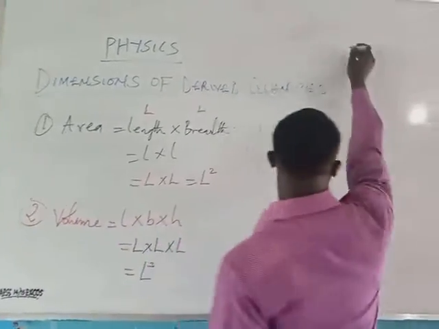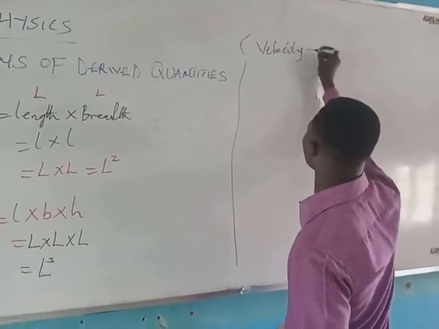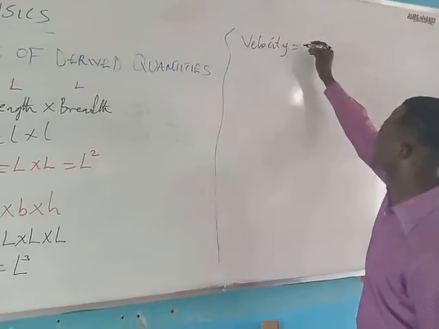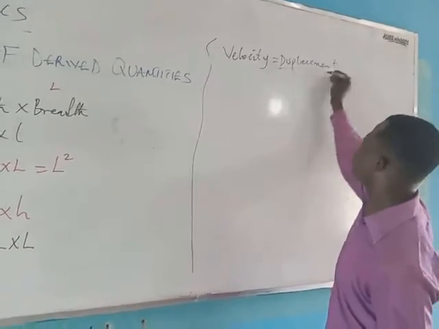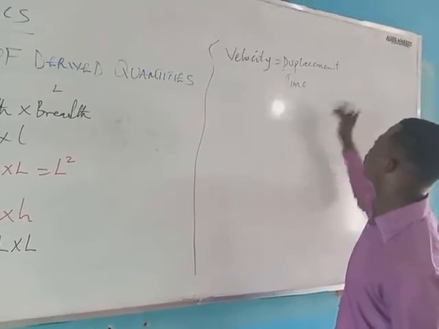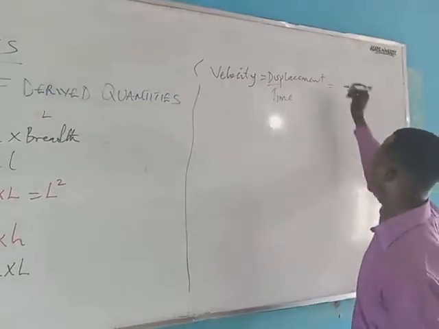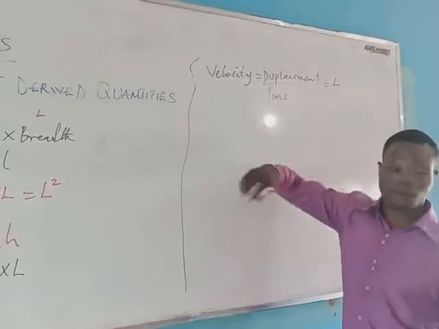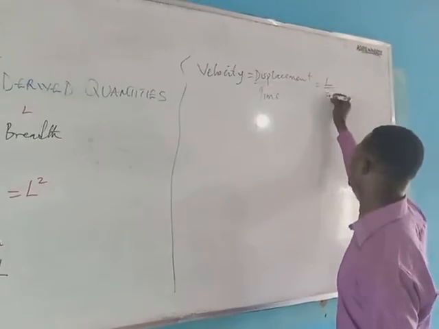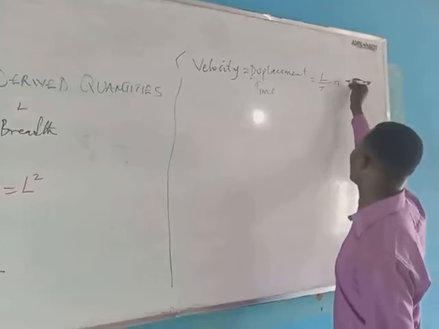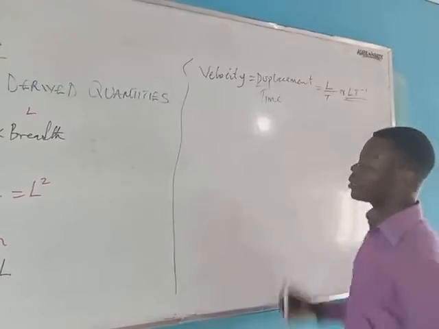So another one we want to look at is velocity. Velocity has the formula displacement all over time. So what is the dimension for displacement? This one will be L, since it's talking of distance, over time. The dimension for time is T. So this can also be written as LT^-1. So the dimension of velocity is LT^-1.